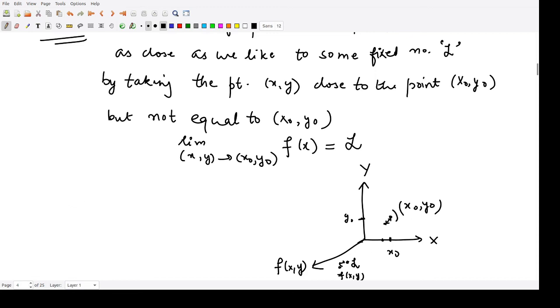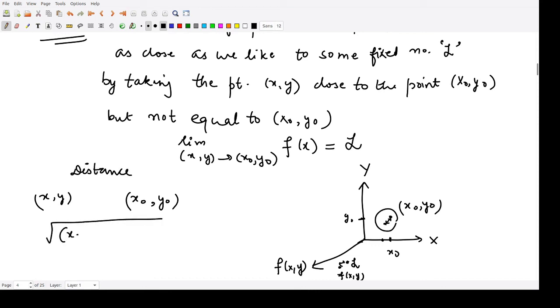And how do you measure this distance in two dimensions? The distance between two points, one point is x comma y, another point is x naught comma y naught, is calculated using the formula square root of x minus x naught square plus y minus y naught square. So this is the distance corresponding to two points present in two dimensions.